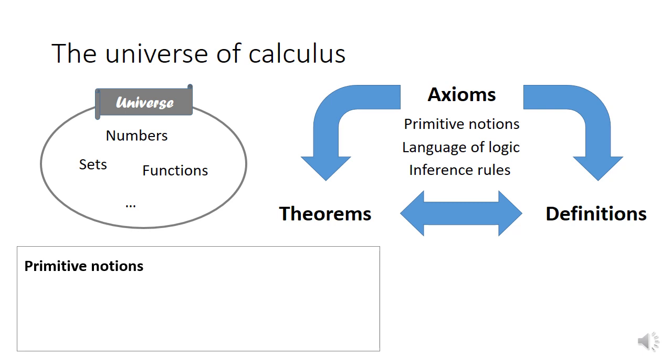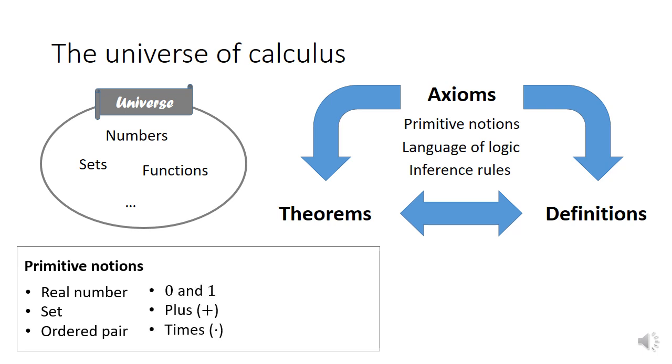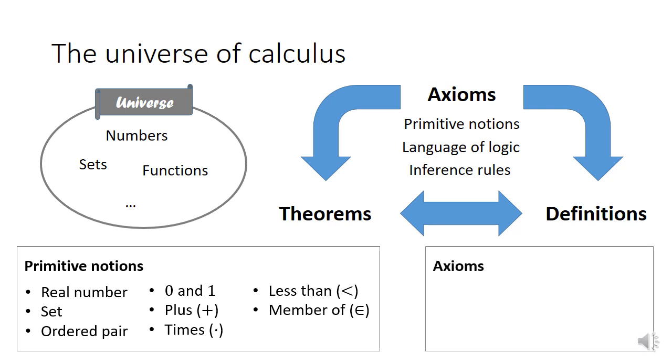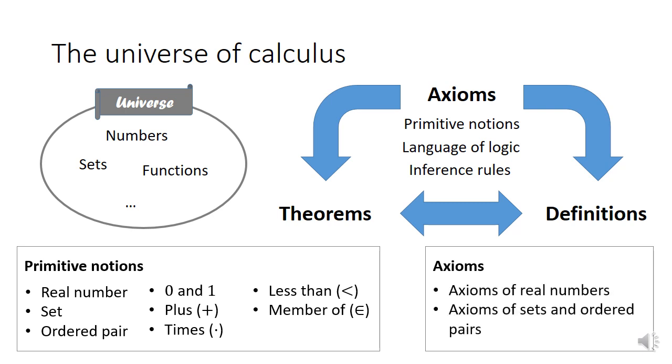In calculus courses, you usually start with primitive notions such as real number, set, ordered pair, constants such as 0 and 1, the arithmetic operations plus and times, the order predicate less than, and the set theoretic predicate member of. These notions are not defined explicitly, but implicitly by the axioms, which are the basic statements of calculus. These are the axioms of real numbers and the axioms of sets and ordered pairs. We will also follow this path in this course, but why am I calling it a red pill course?